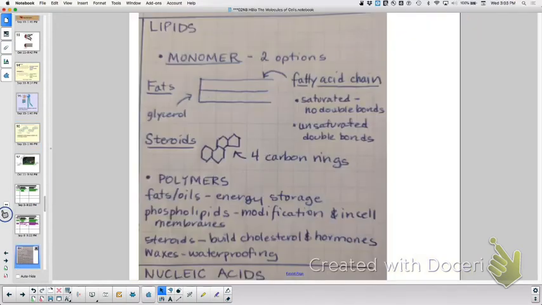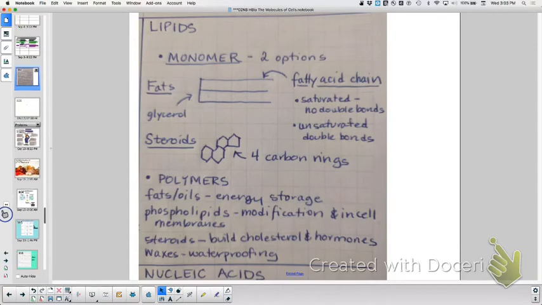And so when we talked about lipids, we said our monomers were 2 options. For fats, we have glycerol and fatty acid chains, and they could be saturated or unsaturated. We know plant and animal on that. Steroids, we have 4 rings, 4 carbon rings. Polymers, fats and oils, that's for energy. You know that. Fats are for energy. Phospholipids are in cell membranes. Steroids build cholesterol, hormones, and waxes could be for waterproofing. So just through that, it's another lipid.